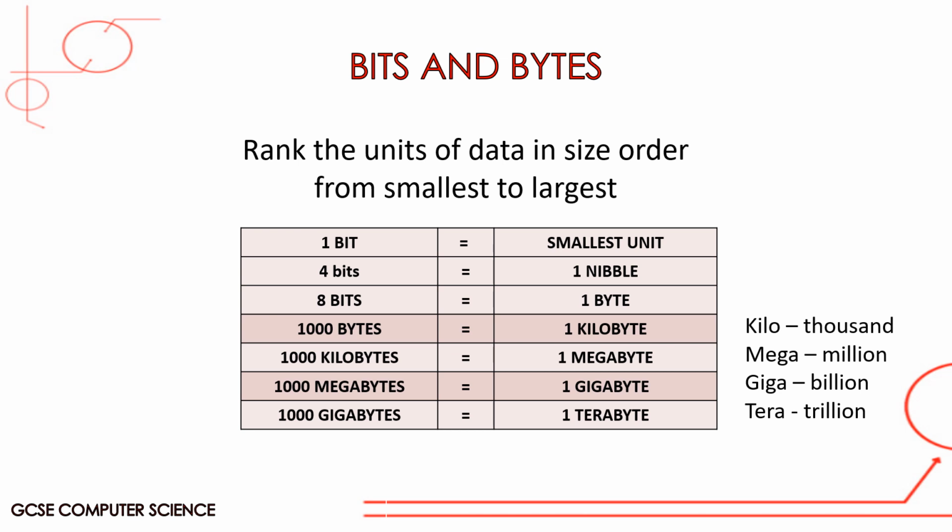1000 bytes is a kilobyte. 1000 kilobytes is a megabyte. 1000 megabytes is a gigabyte, and 1000 gigabytes is a terabyte. Now, one easier way to understand this is that kilo is 1000, mega is million, giga is billion, and tera is trillion.